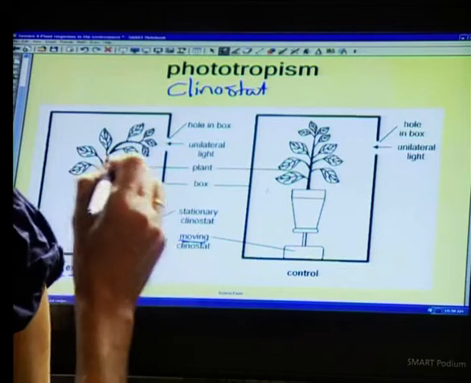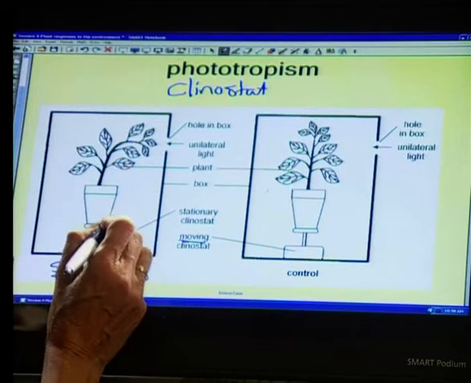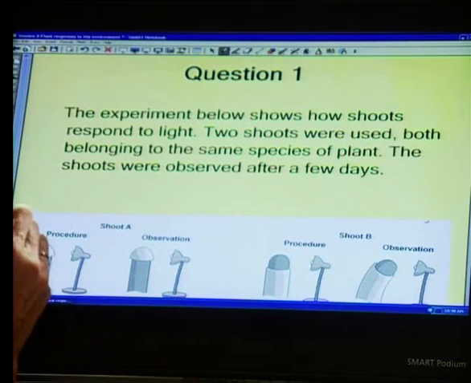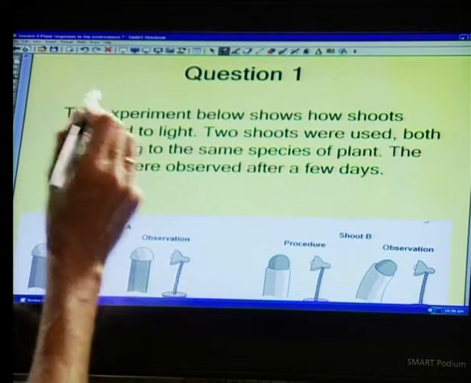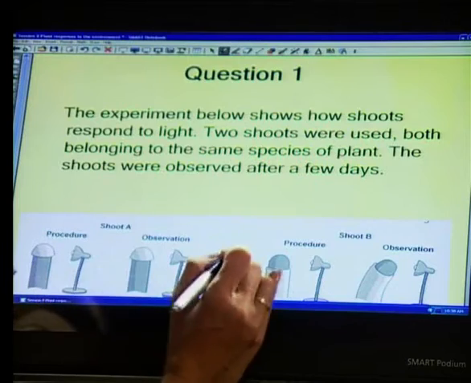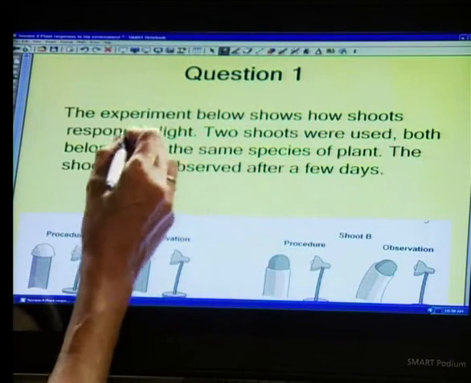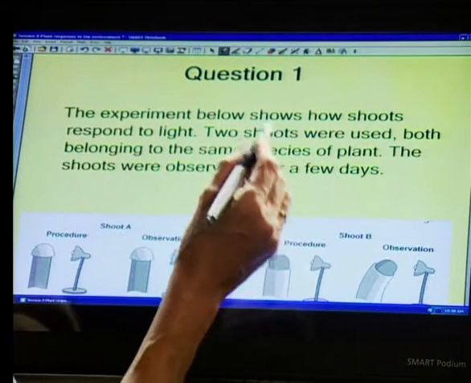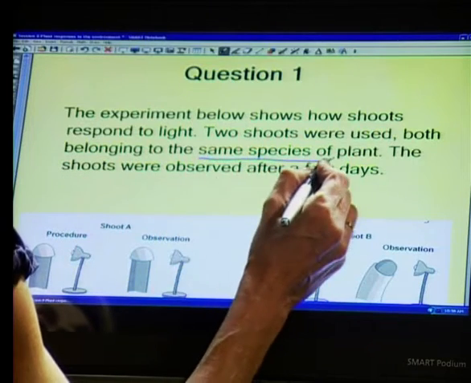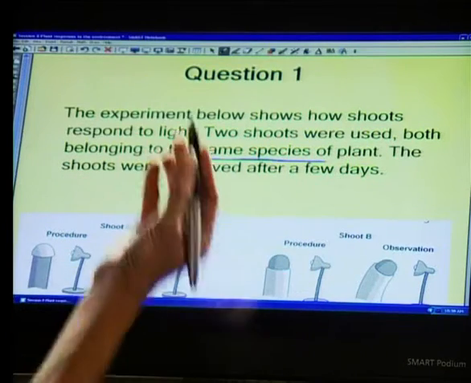They will ask this in an exam. You will get it in an exam. All right, here we go to a question. The experiment below shows how shoots, these are new little shoots just coming out of the soil, respond to light. Two shoots were used, both belonging to the same species of plant. Now think, why would they use the same species of plant? So that their results are more accurate.